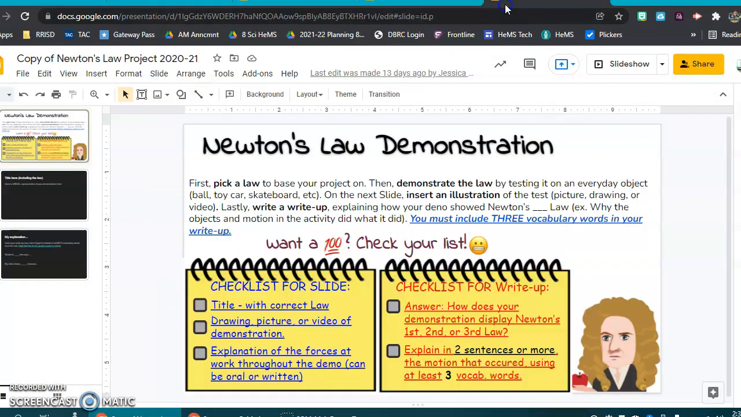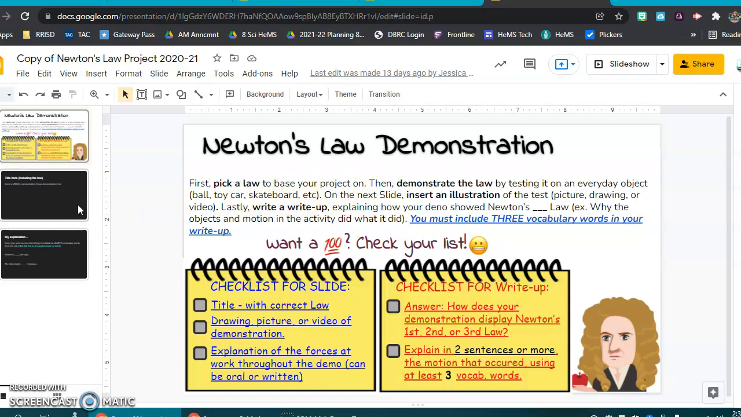Now, in class, we were working on a Hot Wheels project, but you are not here. So this is what you're going to do. And if you weren't here, this will actually be assigned to you directly. Here is Newton's law demonstration. You're going to first pick a law to base your project on. Then you're going to demonstrate the law by testing it on an everyday object, a ball, a toy car, skateboard, etc. On the next slide, you're going to insert an illustration of the test, so a picture, a drawing, or a video.